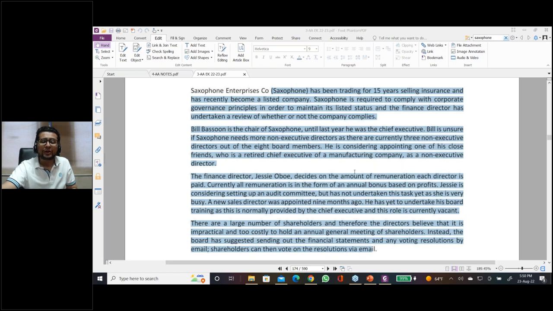If you are auditing Apple, can you get Apple's phone? Yes, you can. If you're auditing Honda, can you get a Honda car? Yes, you can, but on the market rate, okay?